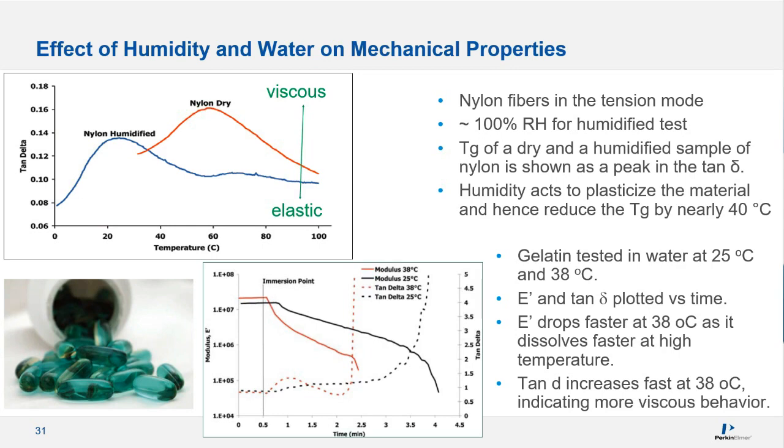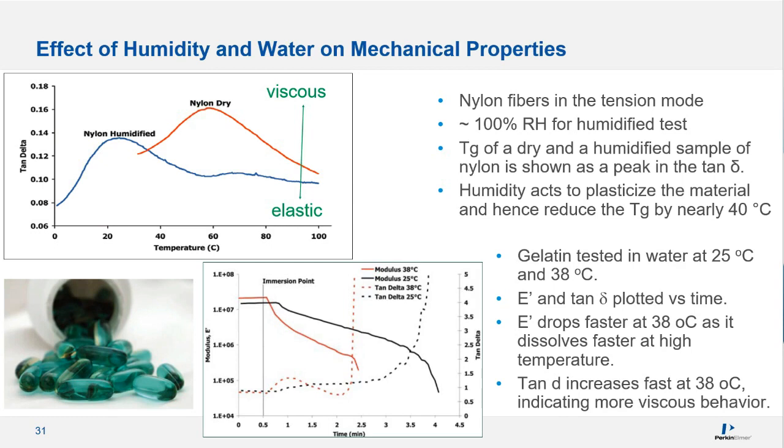The bottom application is about gelatin. Gelatin is commonly used in both foods and pharmaceuticals. This figure shows the response from DMA as a function of time. As a piece of gelatin is tested in water at two different temperatures, in both samples, the modulus decreases with time after immersion, reflecting the sample getting less stiff as it dissolves. Eventually, the sample disintegrates. The rate of softening and the time taken to destroy the sample were both faster at 38 degrees C than the 25 degrees C.